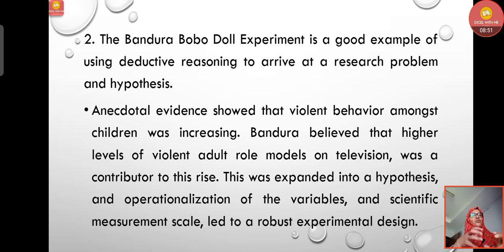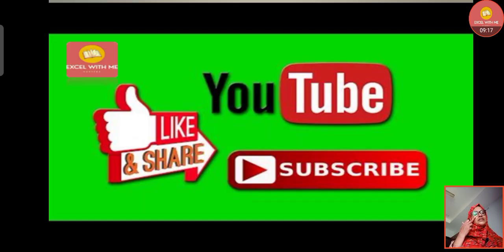Obviously, children watch so much of TV, cinema and all. So, what will happen? What will be the effect on them? That violent behavior, whom they choose as their role models. This was expanded into a hypothesis, and operationalization of the variables and scientific measurement scale led to a robust experimental design. So, this is the best example, the second example here of the research problem.